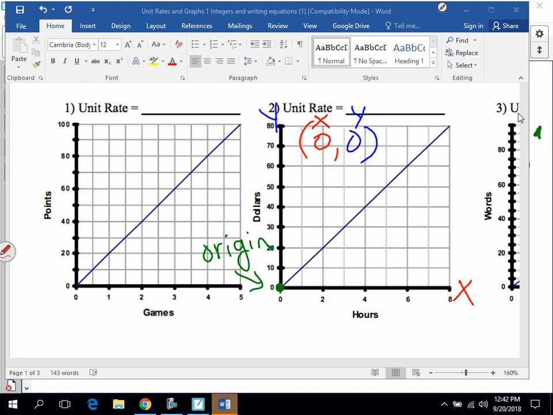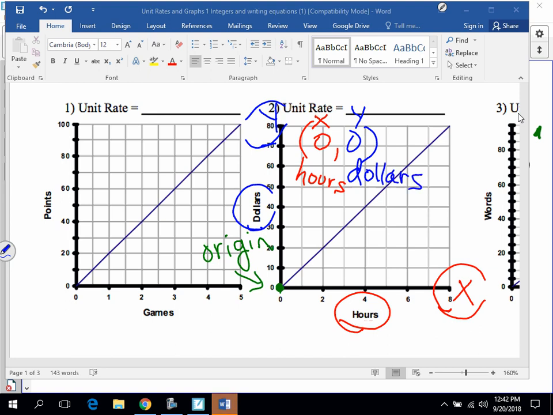So that's the first 2. Then we need to write the words. So x goes with hours. Hours is what the x variable represents. And then y represents dollars. I've written 4 things. 1, 2, 3, 4 things. So I'm ready to write my sentence.